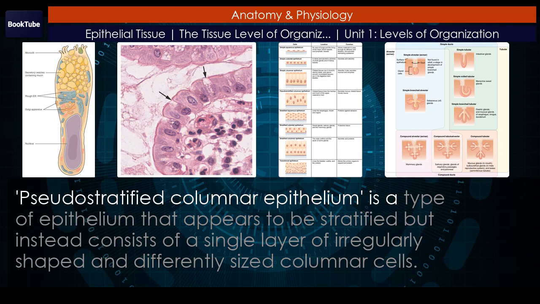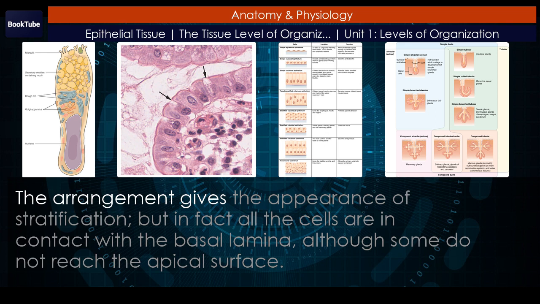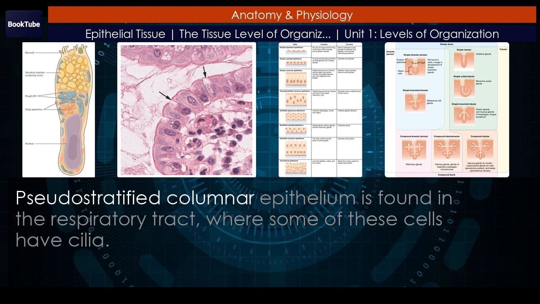Pseudostratified columnar epithelium is a type of epithelium that appears to be stratified but instead consists of a single layer of irregularly shaped and differently sized columnar cells. In pseudostratified epithelium, nuclei of neighboring cells appear at different levels rather than clustered in the basal end. The arrangement gives the appearance of stratification, but in fact all the cells are in contact with the basal lamina, although some do not reach the apical surface. Pseudostratified columnar epithelium is found in the respiratory tract, where some of these cells have cilia.